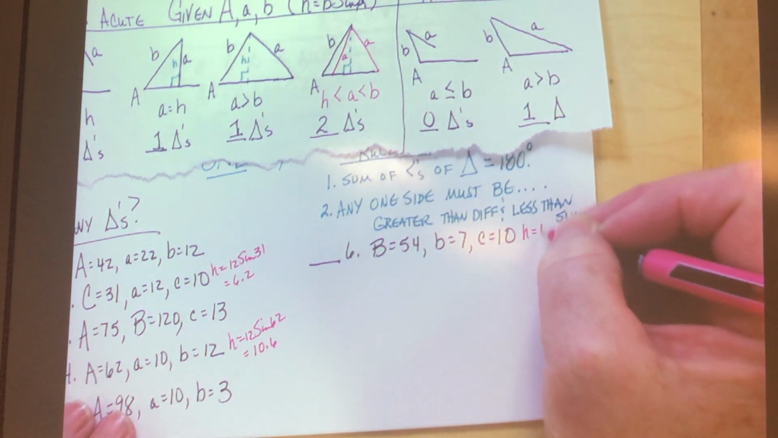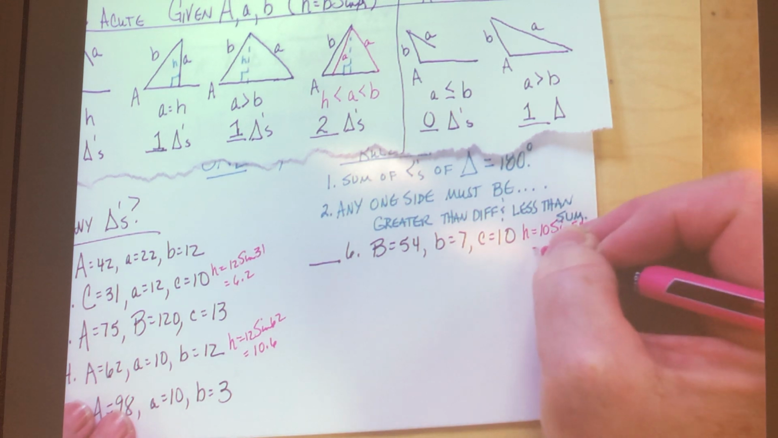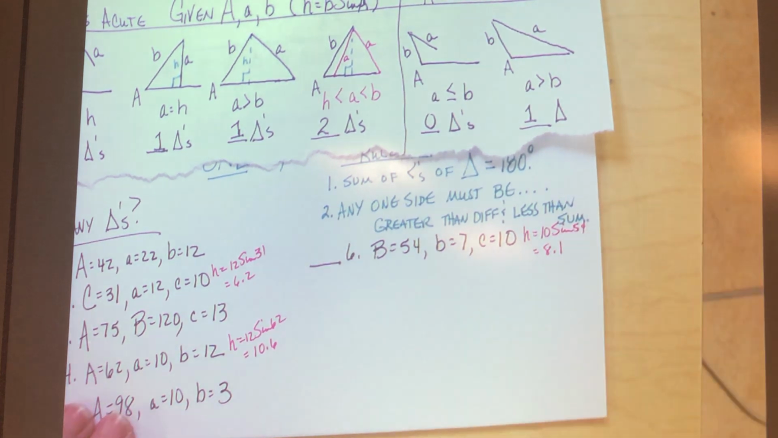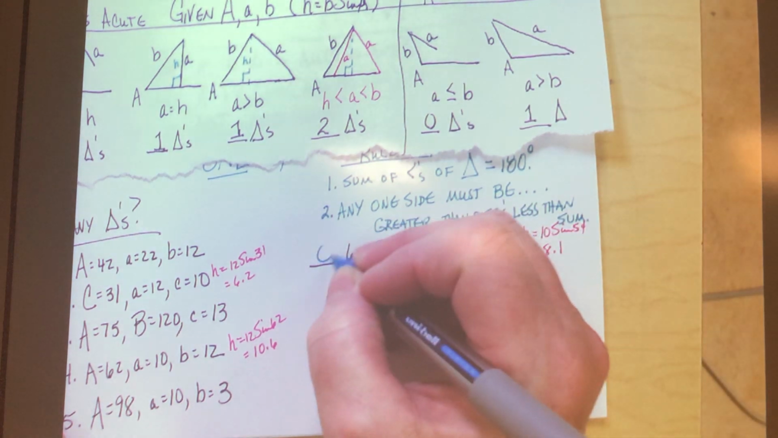Well, the height is equal to the odd guy out, 10 times the sine of 54, and it ends up being 8.1, okay? So, how many triangles? 0. Very good. 7 is not bigger than 8.1, so I cannot make a triangle.